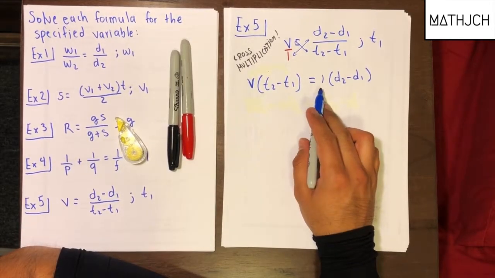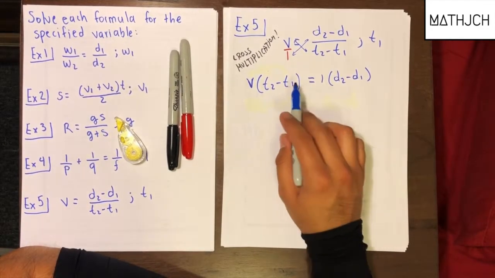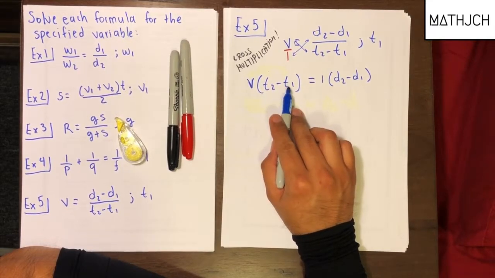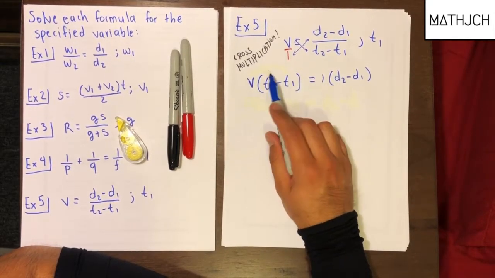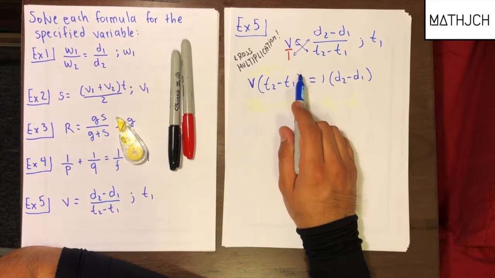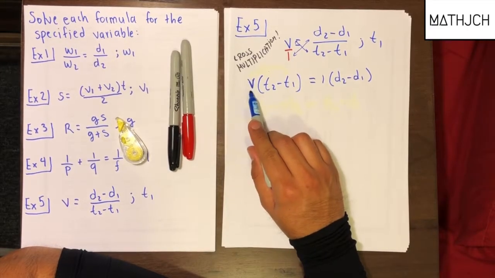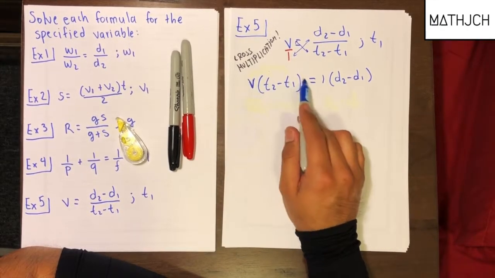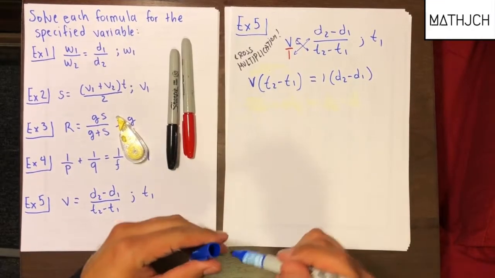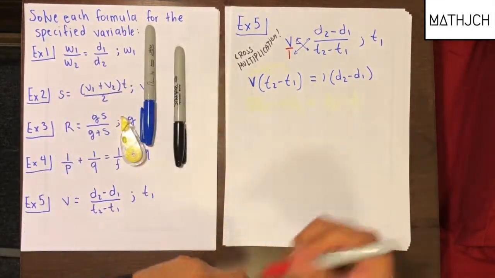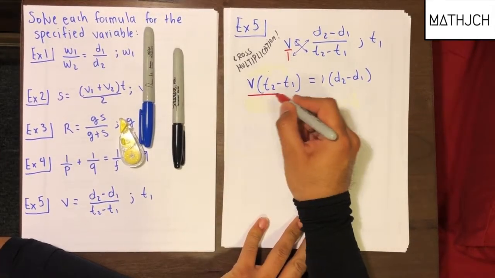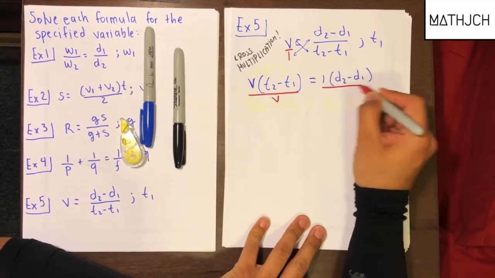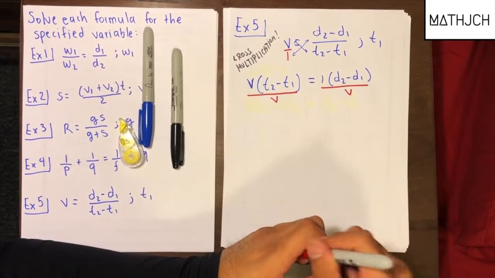So the next step that we want to do is that notice we have the t1 inside the parentheses. That means that we have to take it out somehow or get rid of these parentheses. In order to get rid of these parentheses, we have to get rid of this v that is multiplying all of that. So let's get rid of v. To get rid of v, notice that it's multiplying, so we have to divide, which is the opposite of multiplication, into both sides.